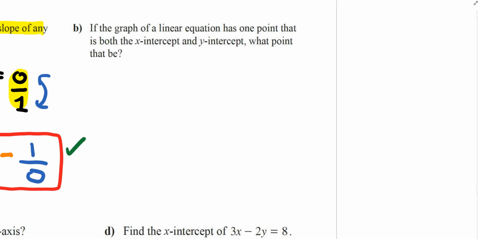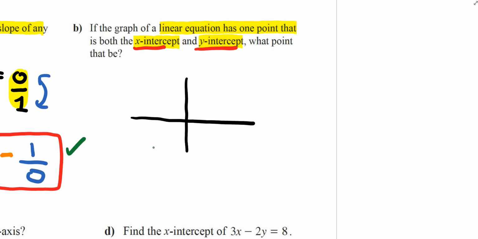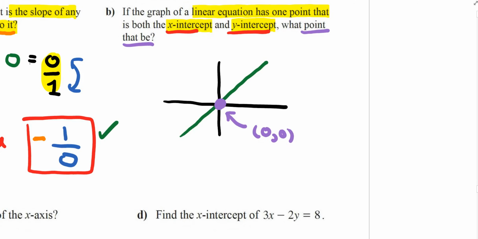Let's look at 8b now. If the graph of a linear equation has one point that is both the x-intercept and y-intercept, what point would that be? Okay, so you have a linear line that has the same x and y-intercept. Well, if that's the case, your graph will look like this, right? And this purple point right here, that's your x-intercept, but it's also your y-intercept. So this coordinate right here is 0, 0, which is the point that we're looking for. All right, so that's it for question 8b.